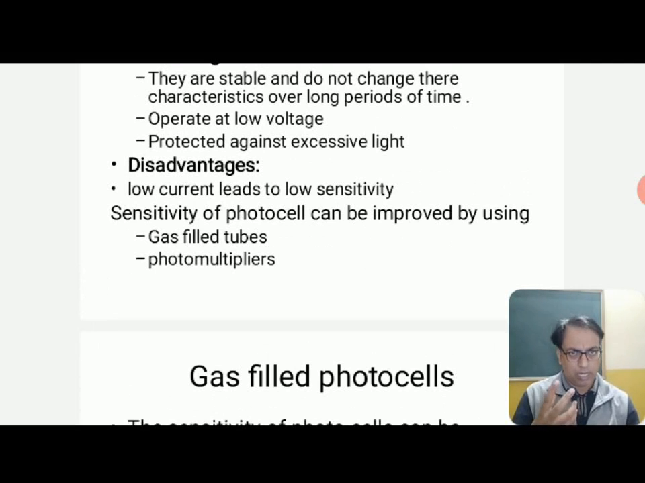You can improve this sensitivity or the current conductivity by using gas filled tubes. You can fill the evacuated tube with gases, and due to that the conductivity from the cathode to the anode can be increased. Or you can use photomultipliers, which we will study in the last topic of phototransducers. A photomultiplier simply multiplies the electrons by using a number of anodes and cathodes, and you are simply multiplying the current. You can also use that for better sensitivity.